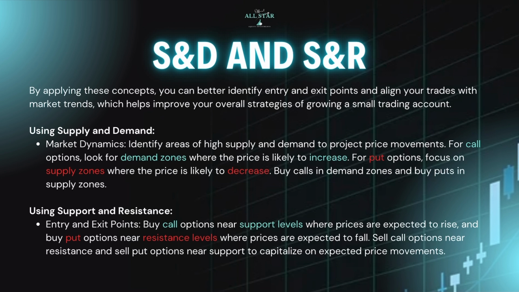Okay, so the next important factors on how to grow an account involves S&D and S&R, which are supply and demand and support and resistance. This is an essential aspect of technical analysis because when you're seeking to put in a play for calls, your focus is on analyzing demand zones because you're projecting a price increase. And for put options, the focus is on supply zones where the anticipated price may decrease. So to say this simply, you buy calls in demand zones and puts in supply zones.